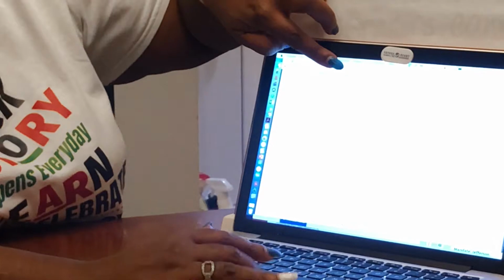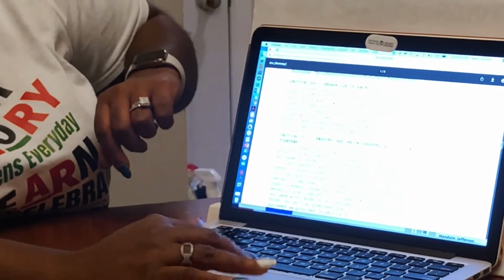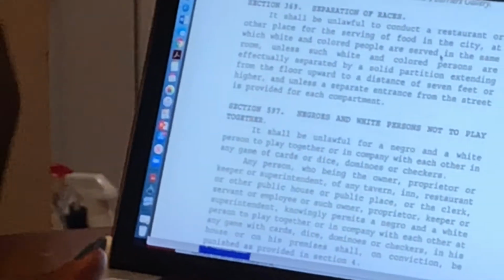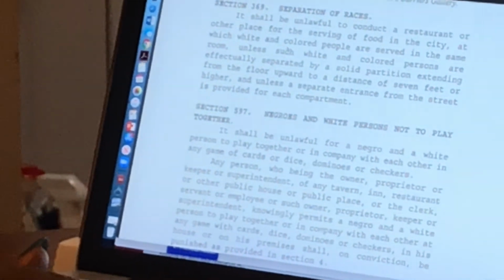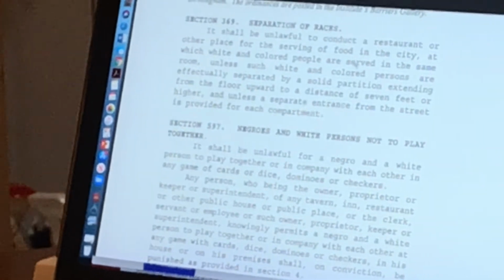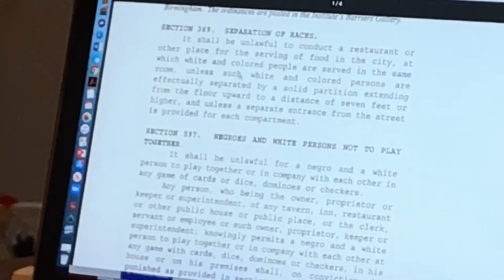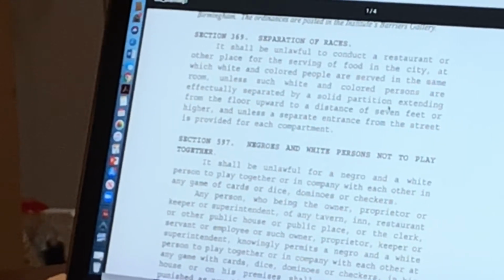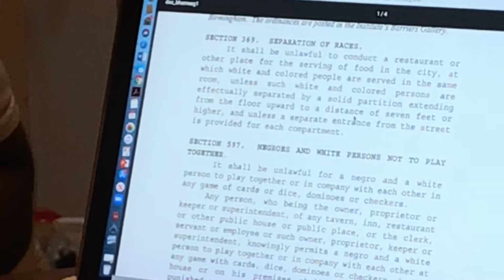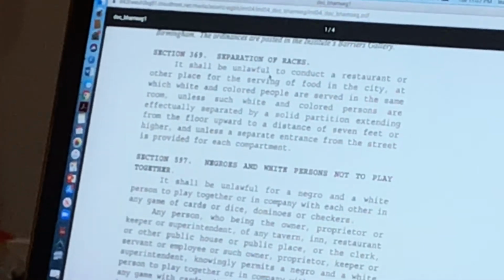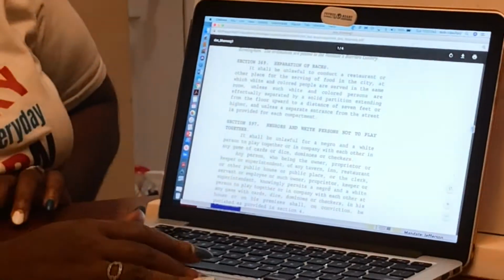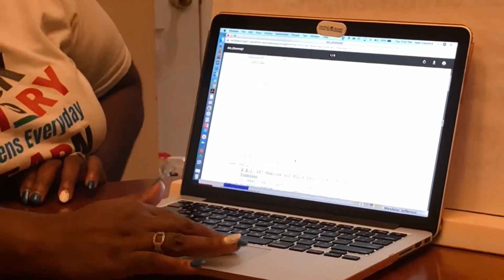So this first paragraph says that it's unlawful to conduct a restaurant or other place for serving food in the city at which white and colored people, and that's what they called black people then, were served in the same room unless such white and colored persons are effectively separated by a solid partition. So it's saying that blacks and whites can't eat in the same room unless there's a way to separate them. Okay, let's go down.